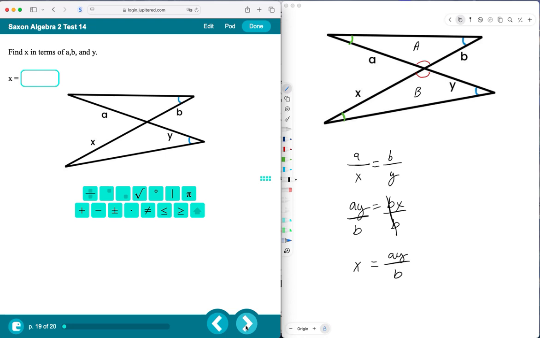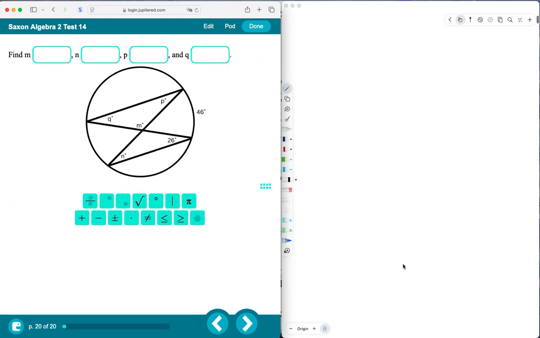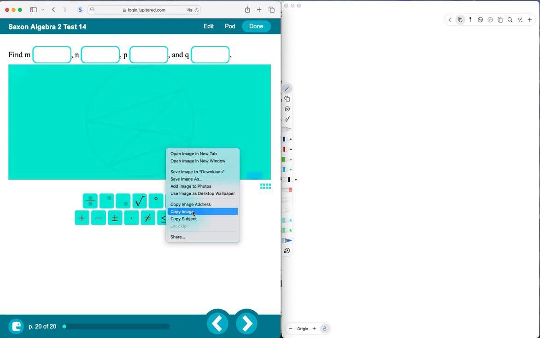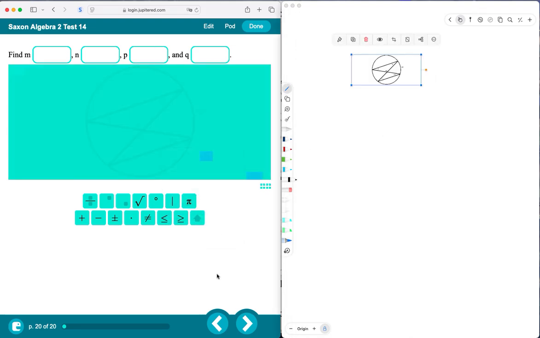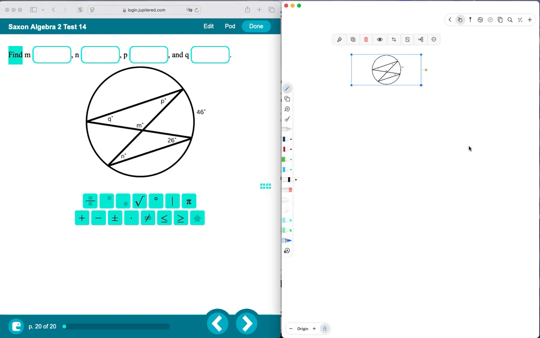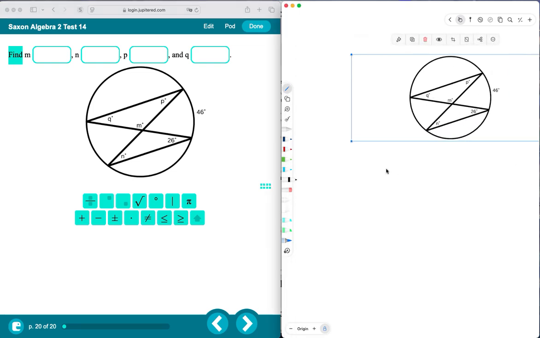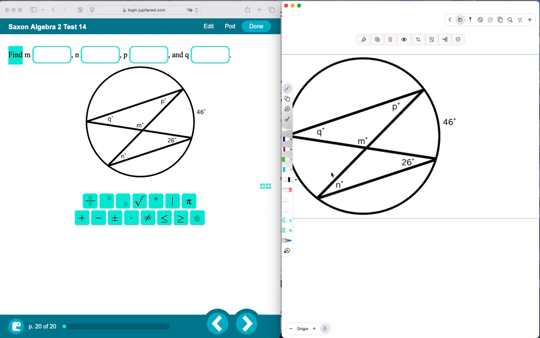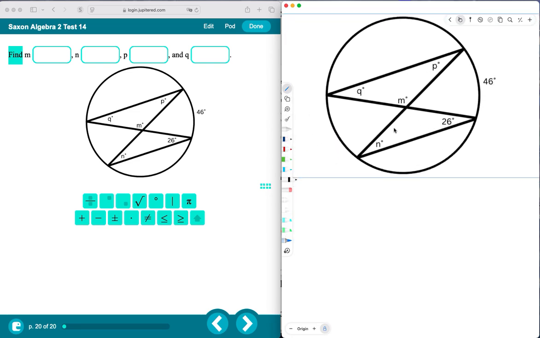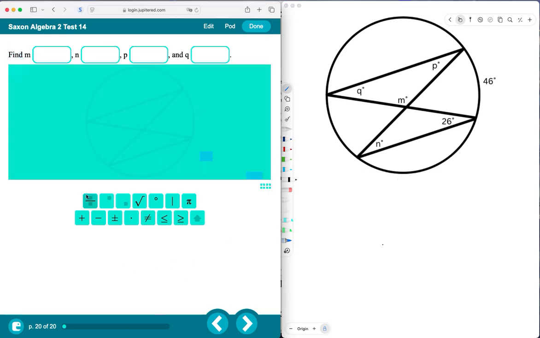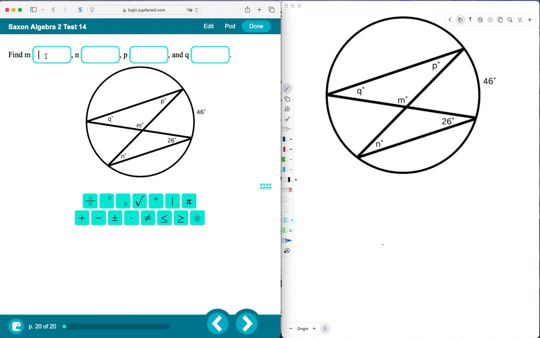Last one. Yay! And of course it had to be one like this. So let's copy the image over and paste it. And we'll enlarge it so we can see what we're looking at. All right, here we go. Put this up here like this. All right, so we want to find, there we go. We need to find M, N, P, and Q.